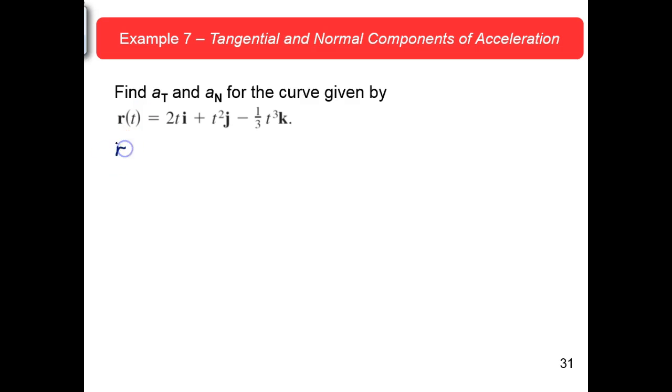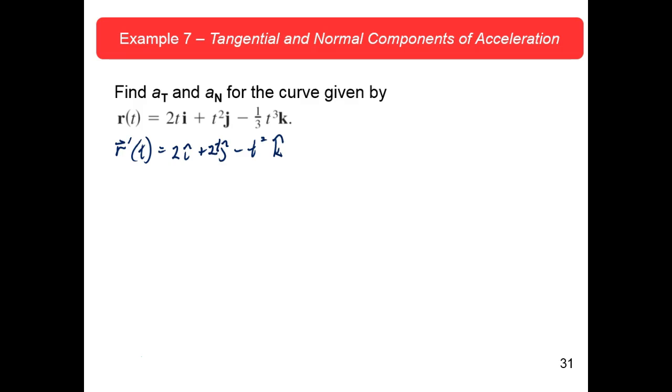Well, you certainly need r prime of t. No way around that. And that would be 2i plus 2tj minus t squared k. Okay? One thing you got to do is that. Okay. Now, what do we do with that?